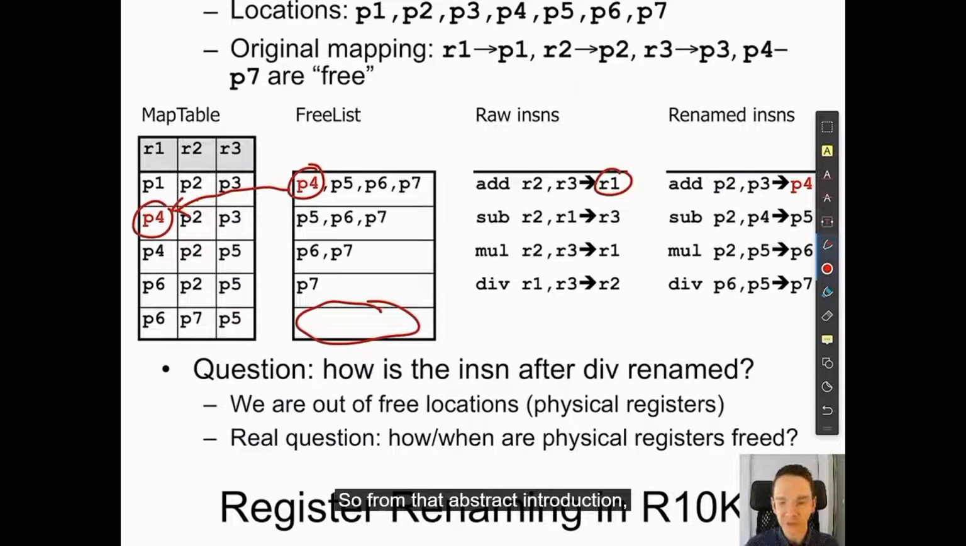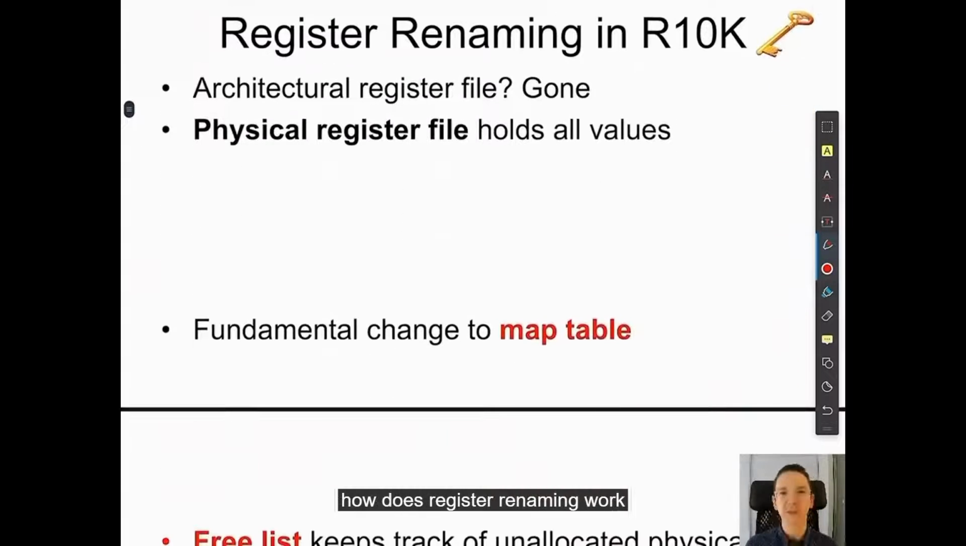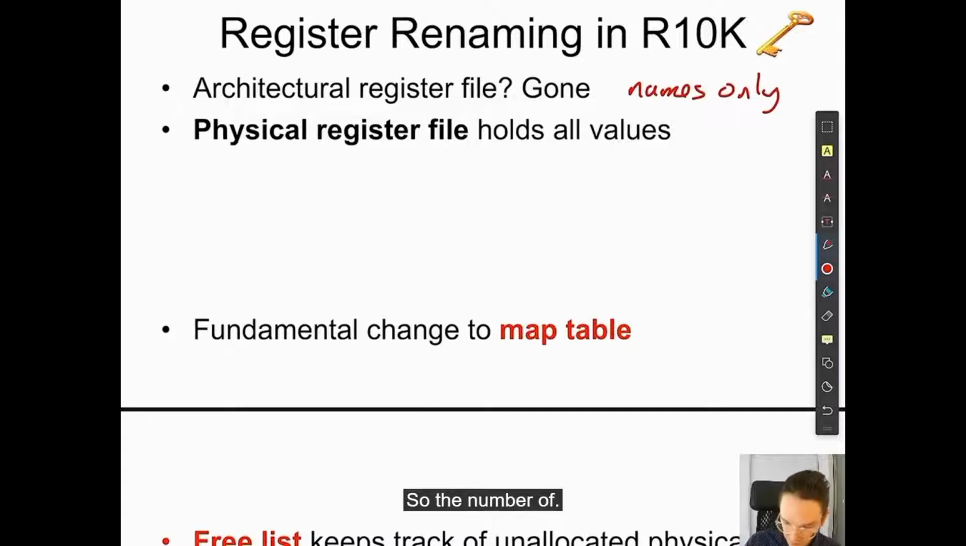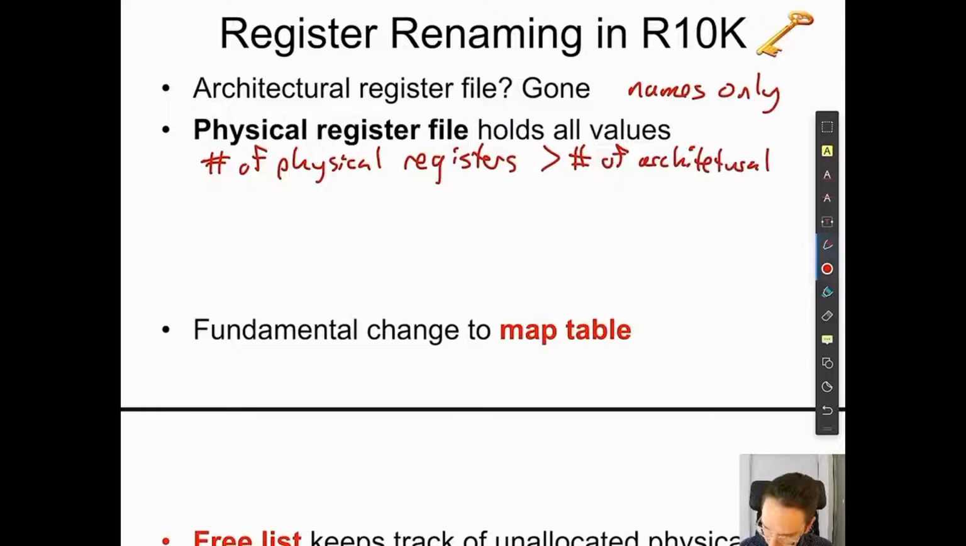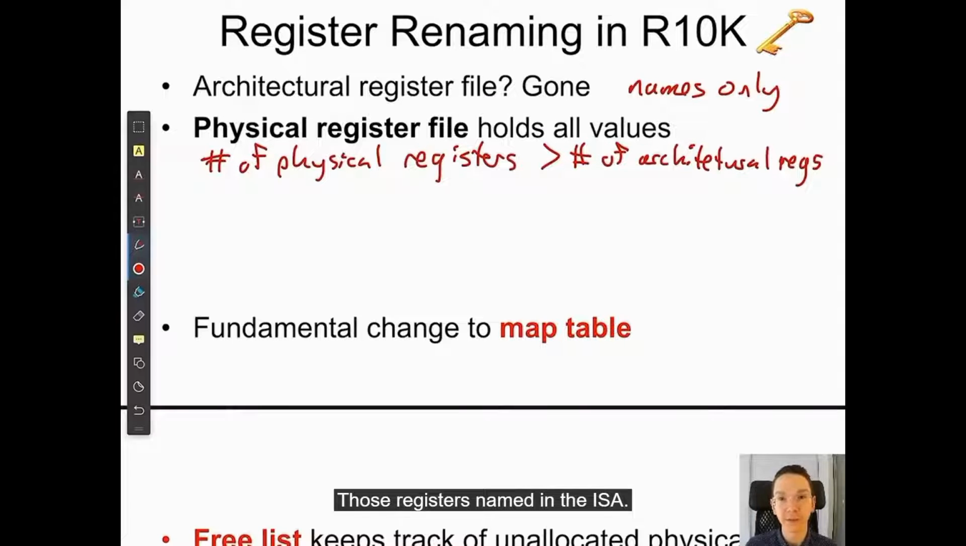So from that abstract introduction, we move to the concrete. How does register renaming work in the R10K implementation? What happens to the architectural register file that we saw in Tomasulo and in the 5-stage in-order pipeline? It's gone. The notion of architectural registers is that they are names only now. Instead, it's the physical register file that holds all values. So the number of physical registers exceeds the number of architectural registers, those registers named in the ISA.